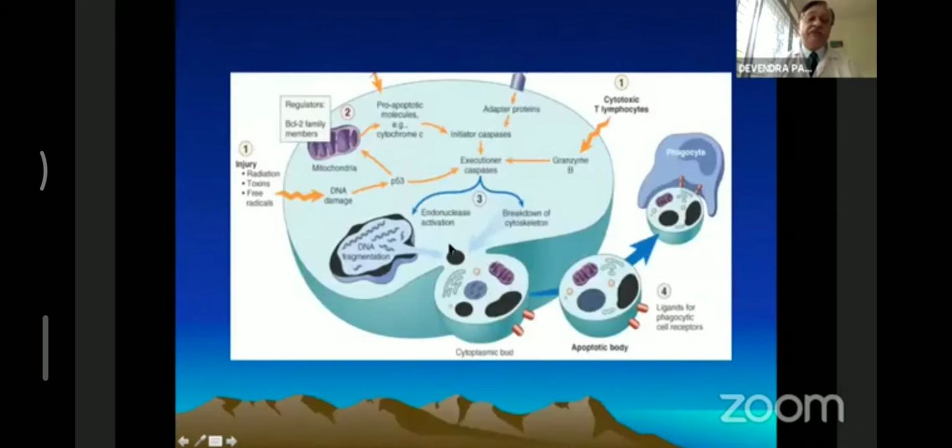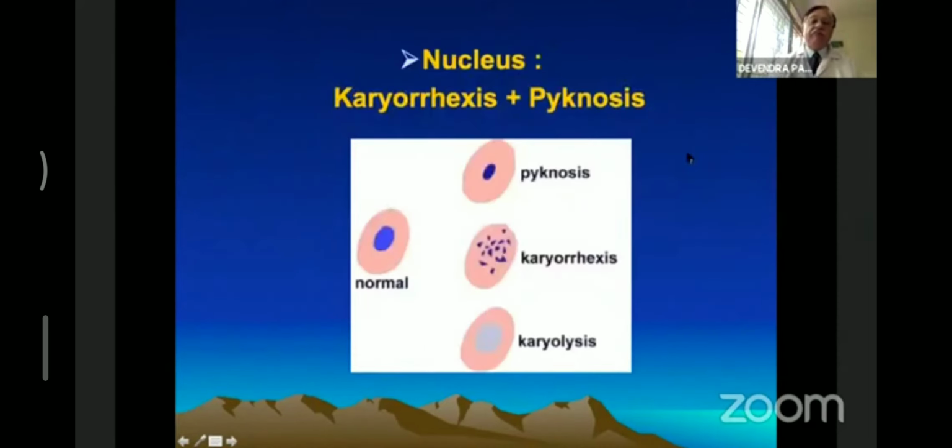Here again we see what is happening: this particular pseudopodia-like process is there, organelles are moving, it is pinched off, the apoptotic body is formed, which is eaten away by the macrophages.